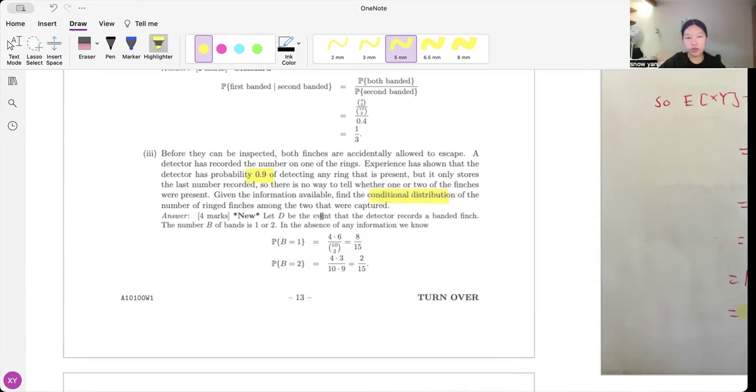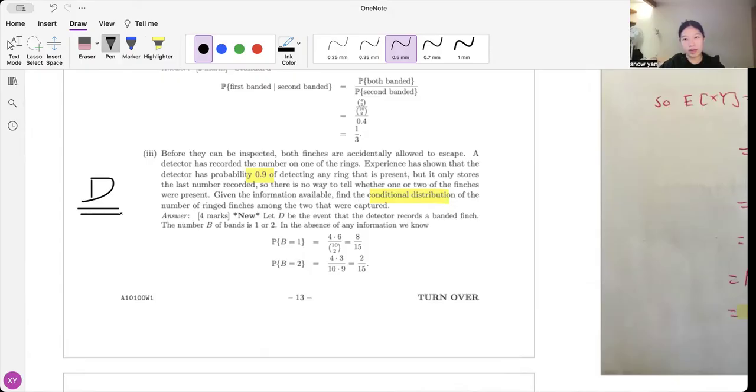Okay, we're trying to find the conditional distribution of finches among the 2 that were captured. So we know that we have a detector, and the detector is basically either right or wrong. If it detects, then it is right. That must mean that at least 90% of the time, there was actually a ring. And if there were 2 rings, then the probability would even be lower.